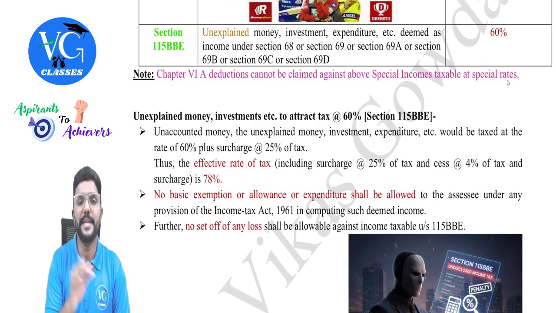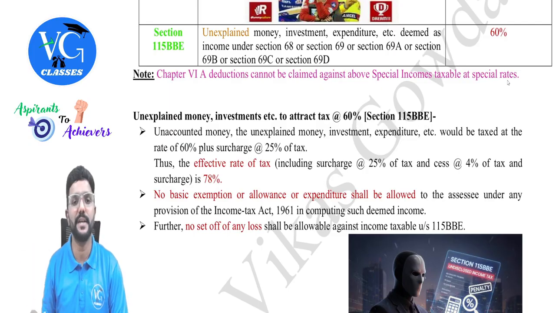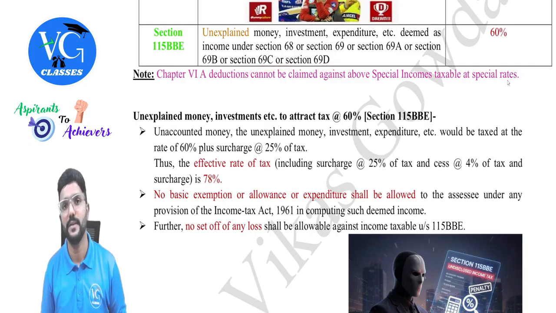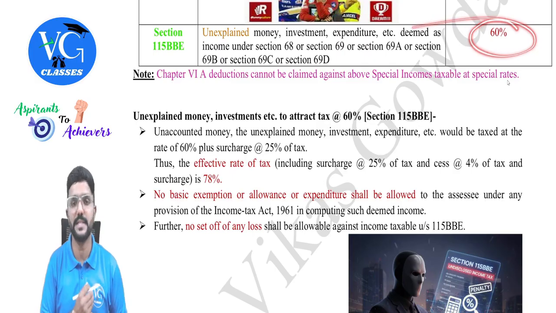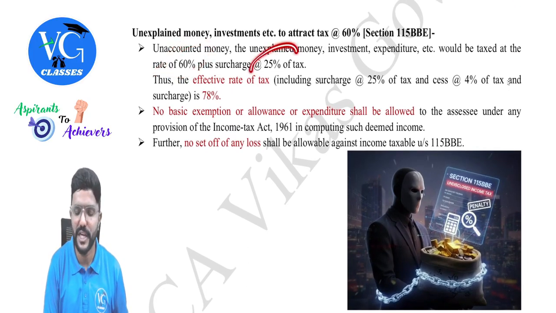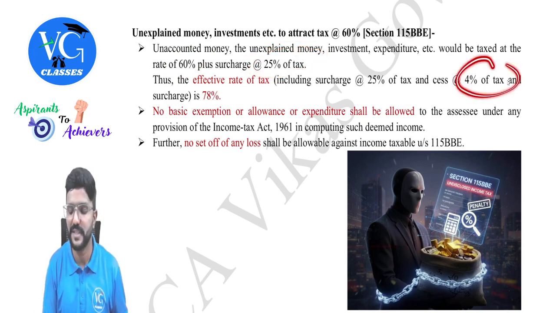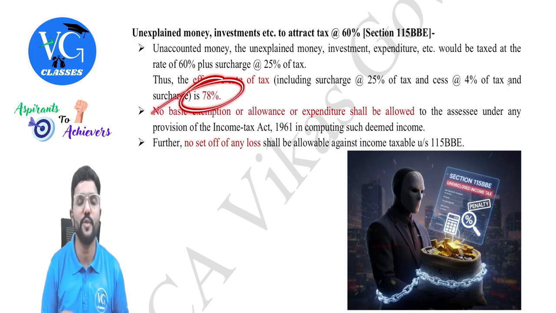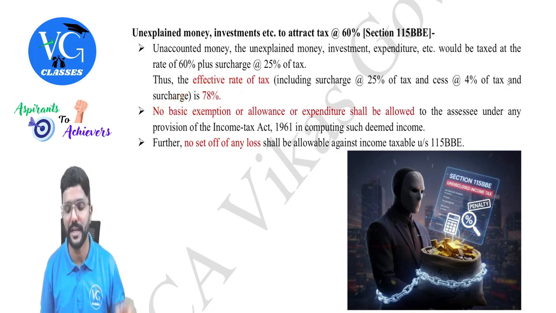Undisclosed income, that is unexplained money, investment, expenditure, etc., deemed as income under Section 68 or 69 or 69A or Section 69B, C, D. Yes, these are taxable at what rate? 60%. But actually, the rate is 60% plus surcharge of 25% plus 4% health and education cess. It comes to how much? 78%. Please don't get confused.